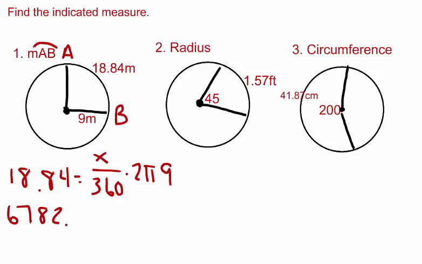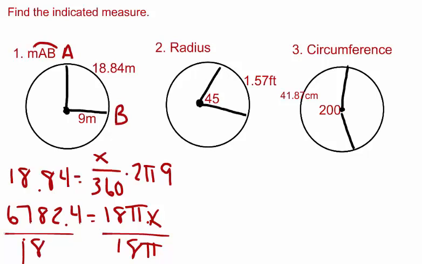I would get rid of the 360 on the bottom first. You can do different methods to solve this equation. Multiply both sides by 360 and you get 6,782.4 equals 18 pi x. So now you're just going to be getting rid of the 18 pi, so divide out by 18 pi.